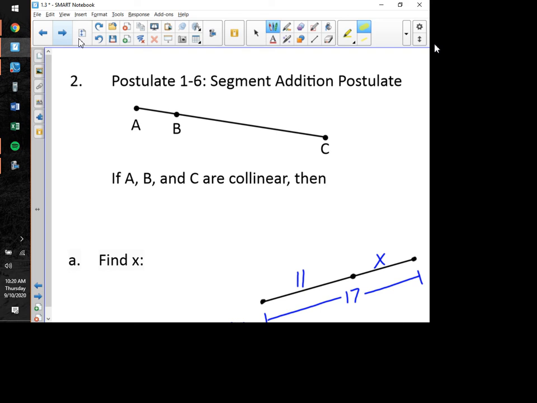So our second postulate of this section, again, a mathematical idea that we know is true even though it cannot be proven, is called the segment addition postulate. And unlike the ruler postulate, which is necessary but not really all that practically important as we move through, the segment addition postulate is one we are going to be using a lot, everybody. And the segment addition postulate says the following.